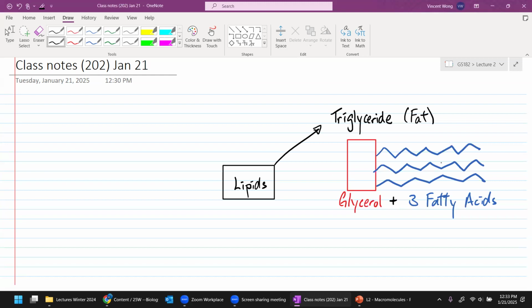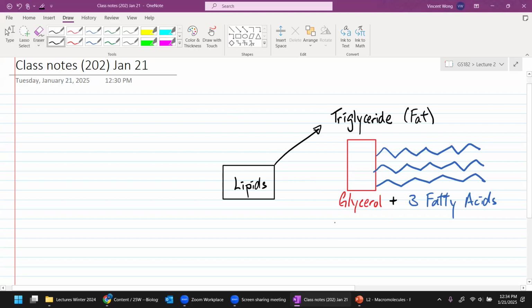Okay, so like I said, it's not a long chain of repeating units like we saw with cellulose, for example. Instead, we need two components. We need one of these things called glycerol, and we need three of these tails called fatty acids. And that makes up a fat molecule. That makes up a triglyceride.